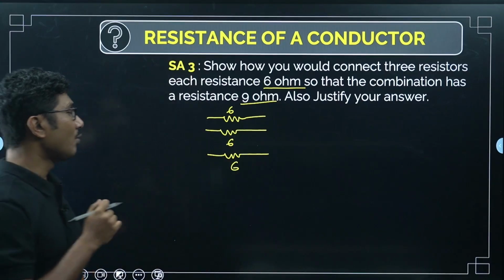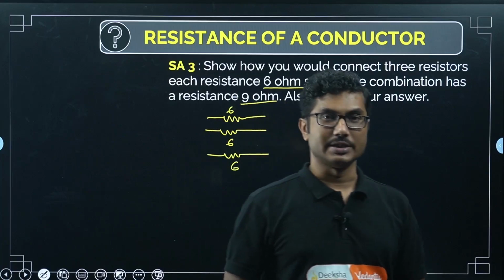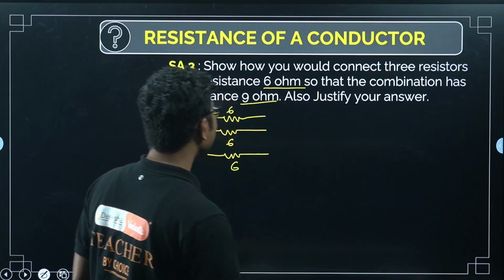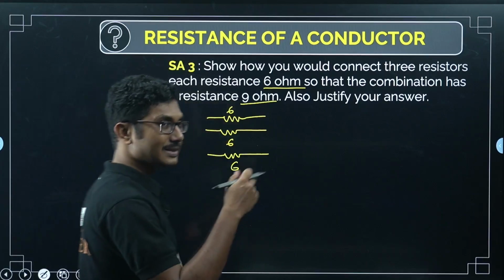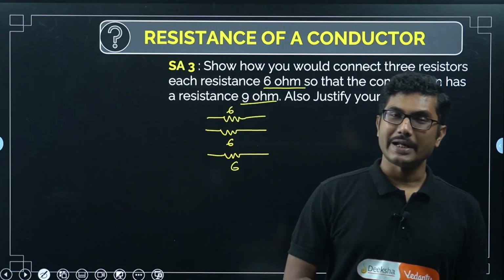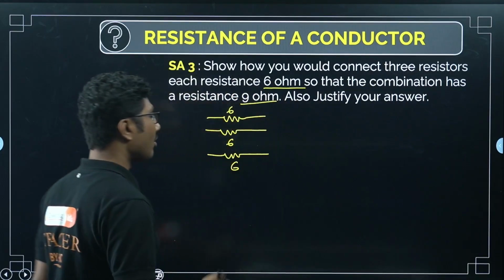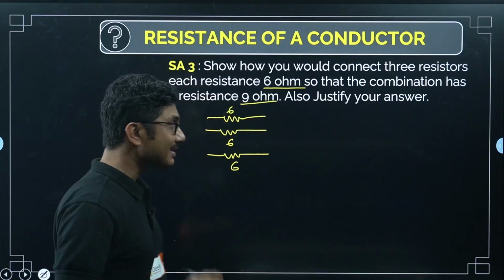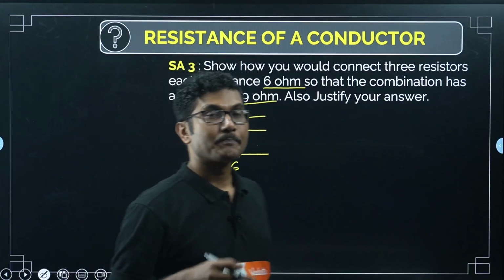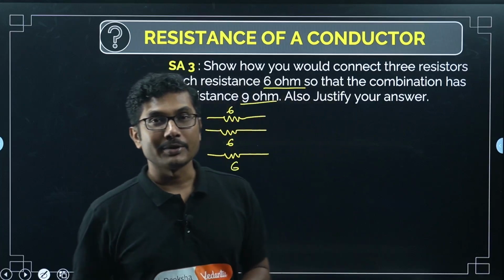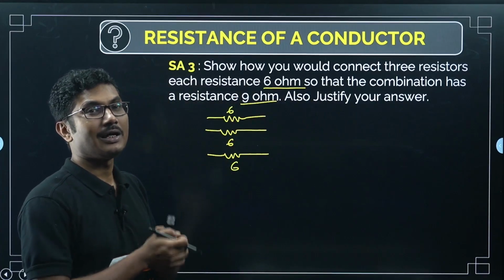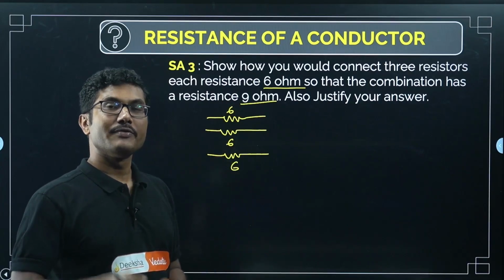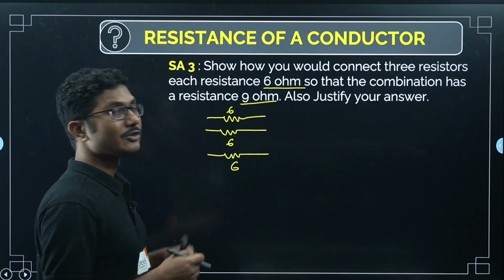First of all, what will happen if you connect them all in series? Then the total resistance will be 6 plus 6 plus 6, or 6 into 3, 18 ohms. What will happen if you connect all of them in parallel? In parallel, the combination will have even less resistance than the 6 ohm resistance. I already explained in the beginning of the lecture that in a parallel combination, the equivalent resistance is less than the smallest resistance. In this case, 6 itself is the smallest, so the equivalent resistance will be even smaller than 6. In fact, in this case it will be 2 ohms.